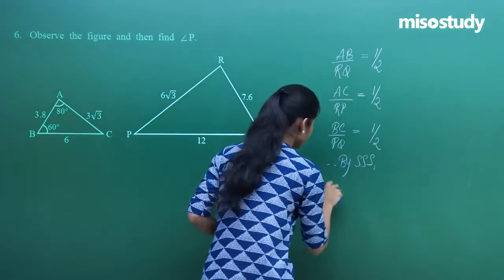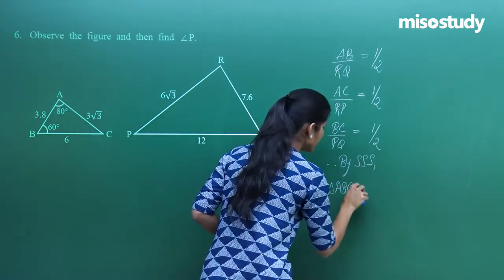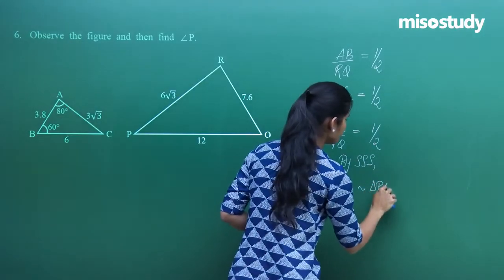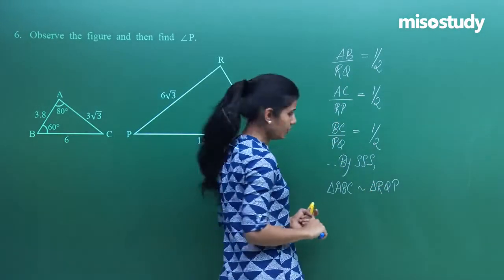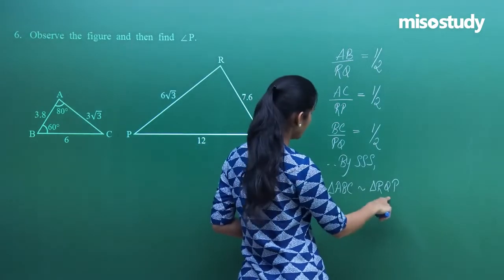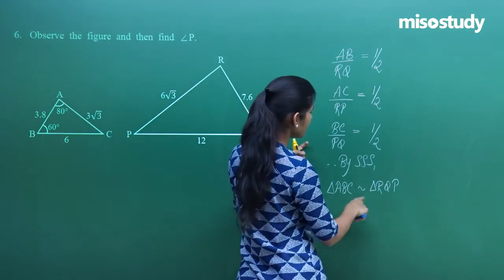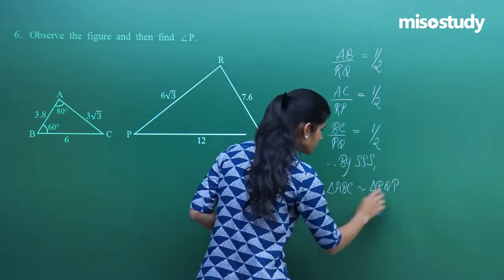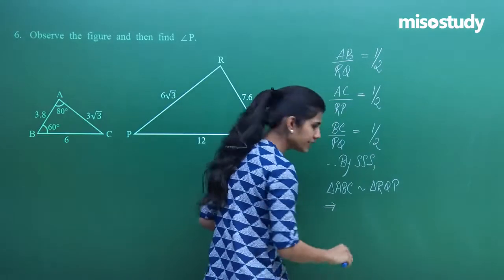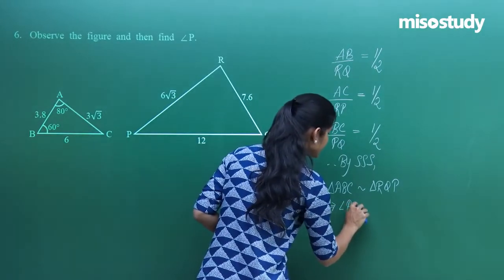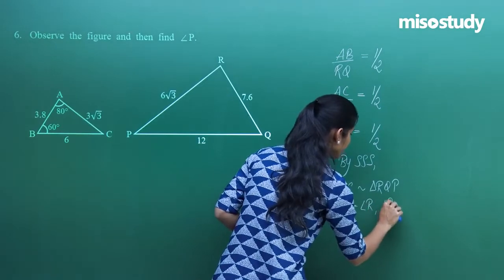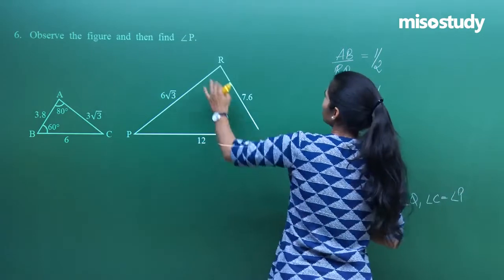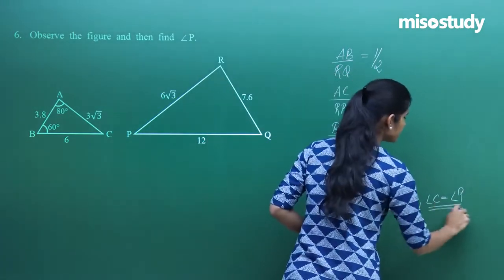Triangle ABC is similar to triangle RQP. Why? Because AB is corresponding to RQ, BC is corresponding to QP, and AC is corresponding to RP. So these two are similar means that corresponding angles are equal. So you have angle A is equal to angle R, angle B is equal to angle Q, angle C is equal to angle P. I have to find angle P. Angle P is same as angle C.